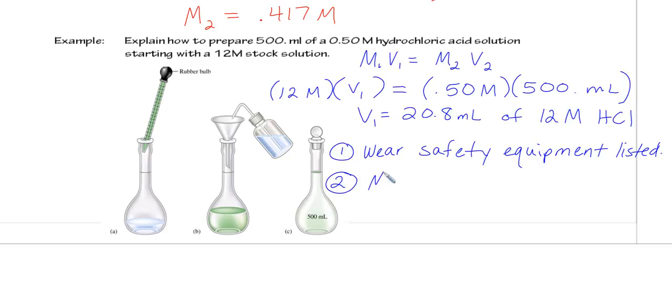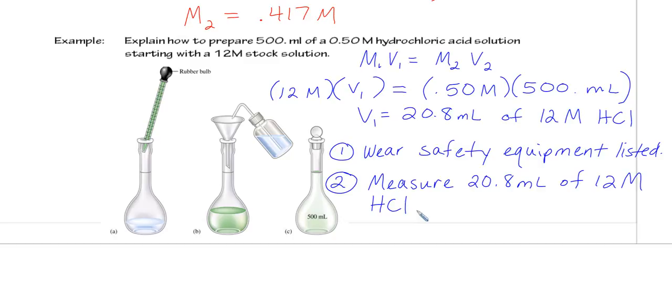Step 2. I'm going to measure 20.8 milliliters. And now make sure you specify like 20.8 milliliters of what? Of 12 molar, we'll sneak it in down here, HCl. That's another place where people will make a common mistake. Measure 20.8 milliliters. Awesome. Of what? Oh, that's the original stock solution, the 12 molar solution.